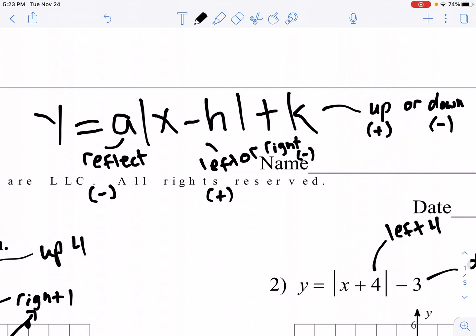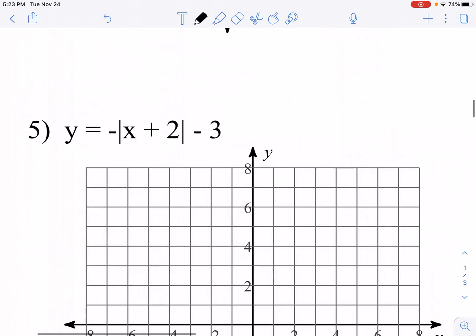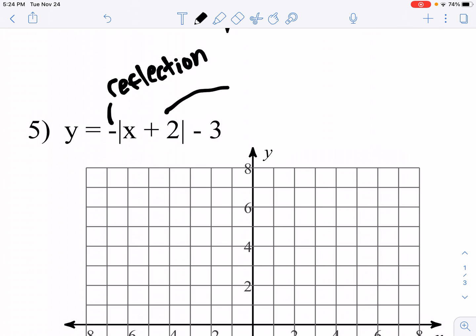So when we have a reflection, it reflects over the x-axis if we multiply it by a negative. Well, in this case, we are multiplying our absolute value by a negative, so this is going to reflect it over the x-axis. So we're going to have a reflection. Now, inside the fence, we have plus h. Remember, plus h means we're going left h, in this case, left 2. And then since we have subtraction of 3, we're going to go down 3.